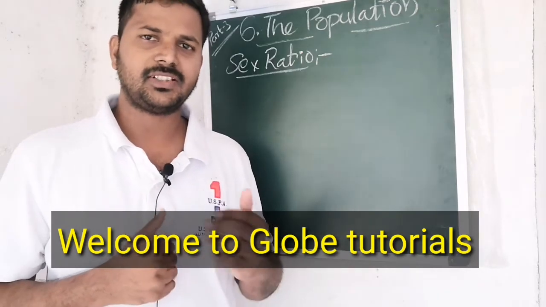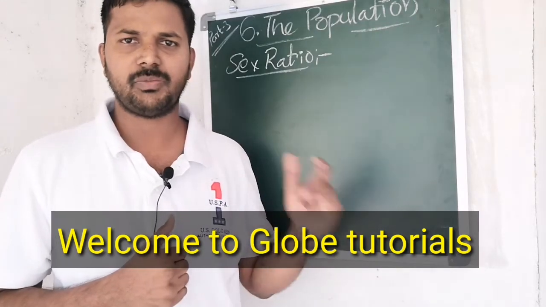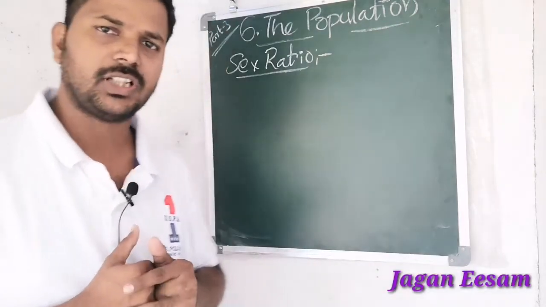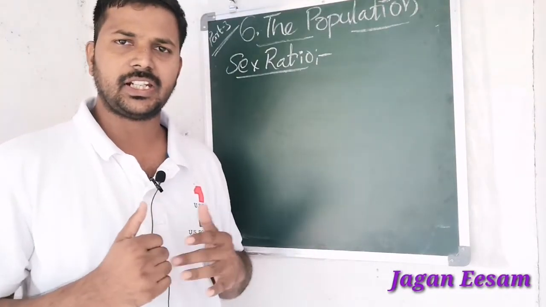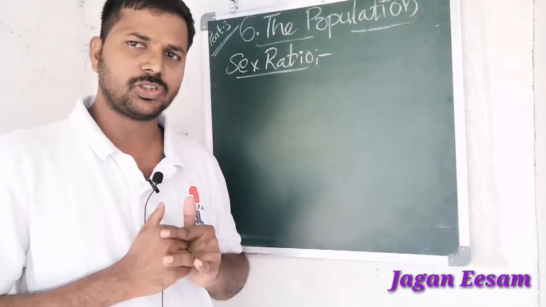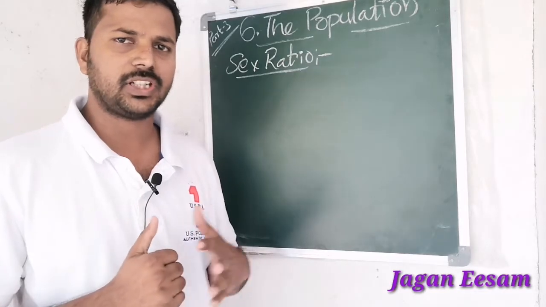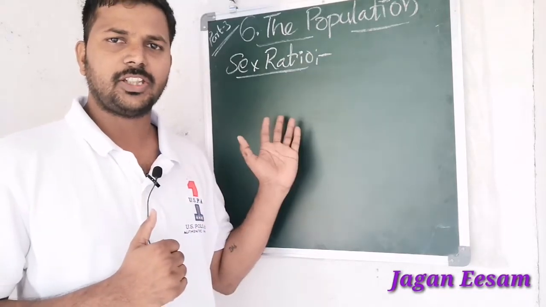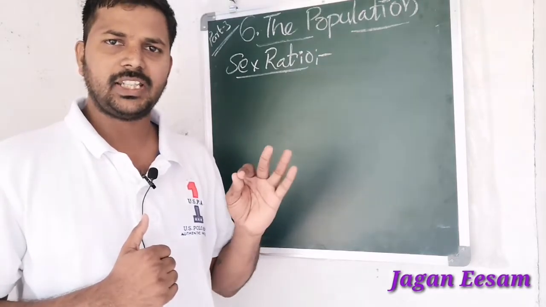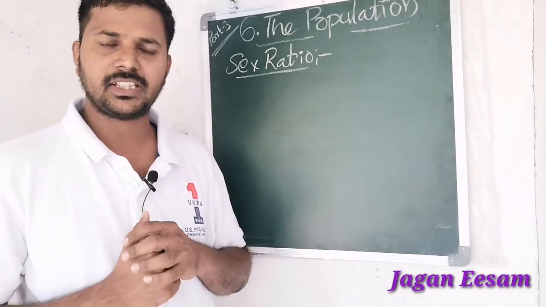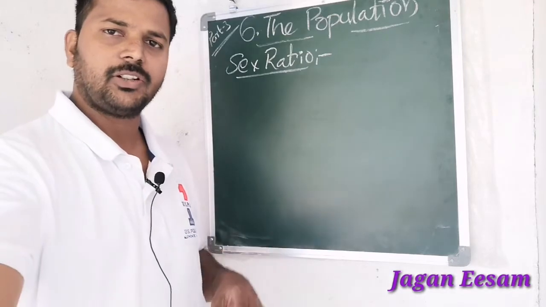Sex ratio is the number of females for every 1000 males. The number of females for every 1000 males is called the sex ratio. Sex ratio is a very important social indicator. It is a very important social indicator to know the extent of equality in our society. That means the sex ratio reveals how much equality there is, especially gender bias and gender equality in our society.